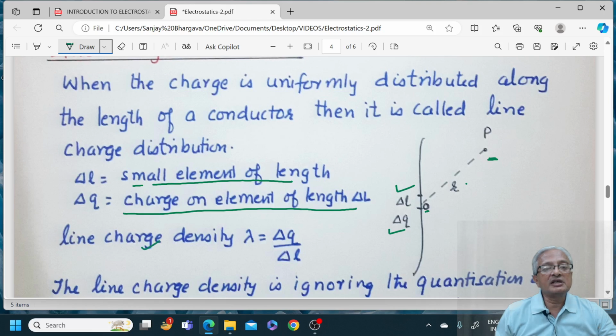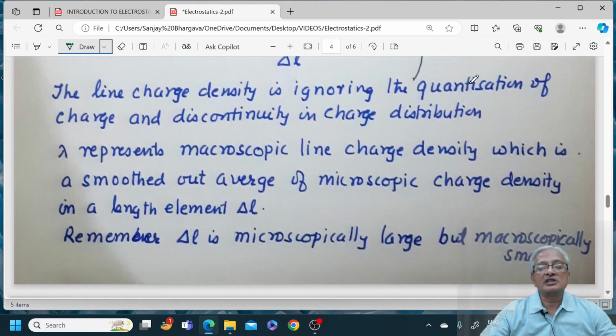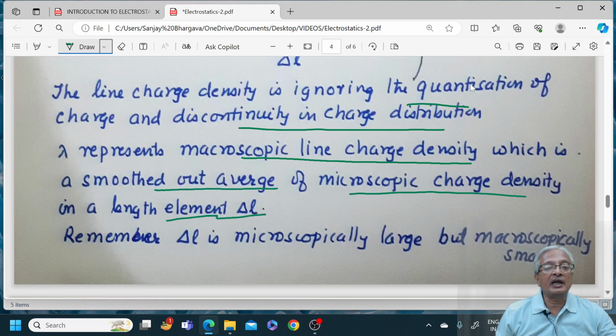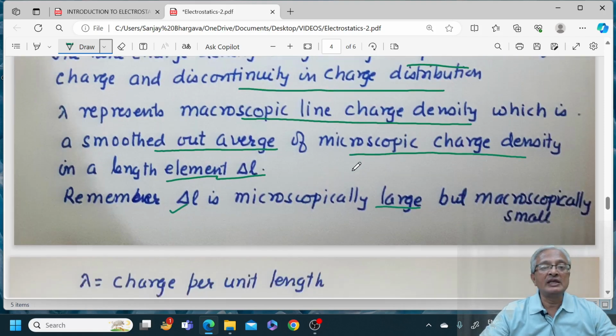How do we define line charge density? We represent it by lambda, and it is equal to delta Q by delta L. The line charge density ignores the concept of quantization of charge, as already said, and discontinuity in the charge distribution. Lambda represents the macroscopic line charge density, which is a smoothed out average of microscopic charge density in a length element delta L. Remember, delta L is microscopically large, but macroscopically it is very small.